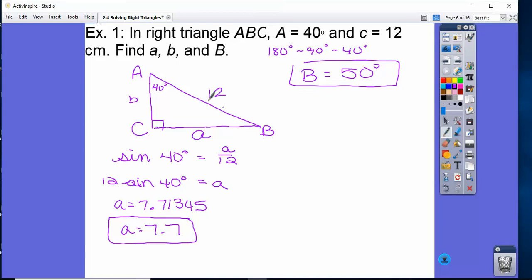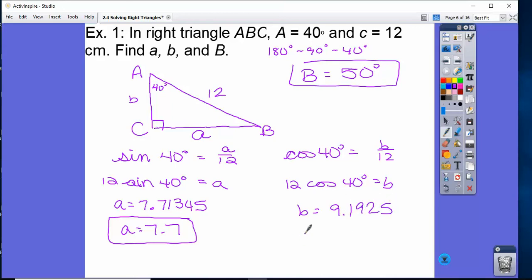Let's just use a trig function. From angle A, B is my adjacent, 12 is my hypotenuse, so that would be cosine. So cosine of 40 equals B over 12, adjacent over hypotenuse. So multiply over your 12. And I get 9.1925, but I want 2 significant digits, so what will I call that? 9.2. Make sure you are rounding. You don't just cut it off at 9.1 and ignore. Round up if necessary.